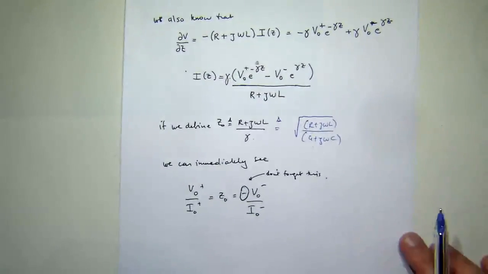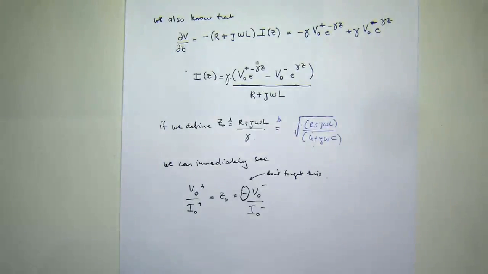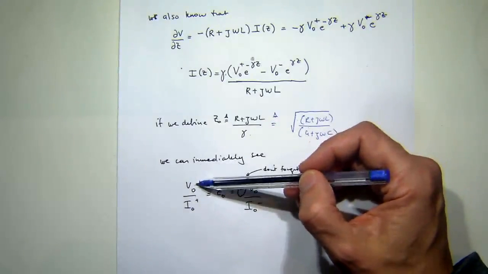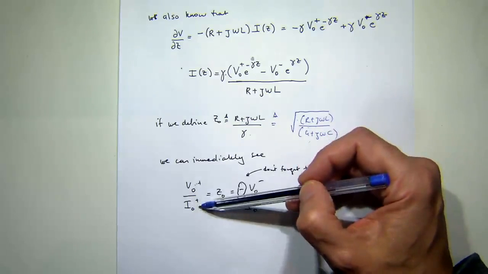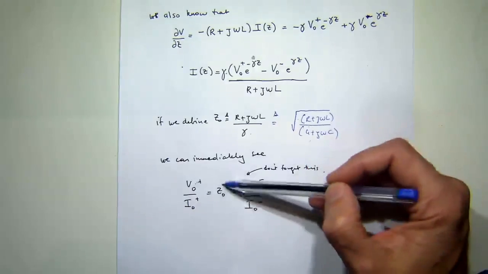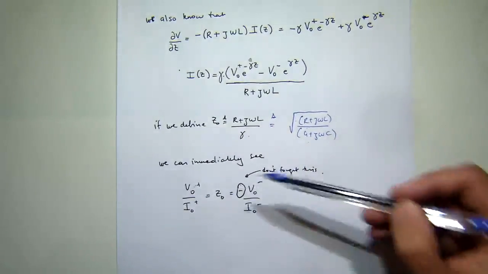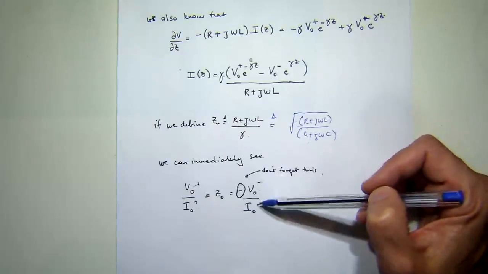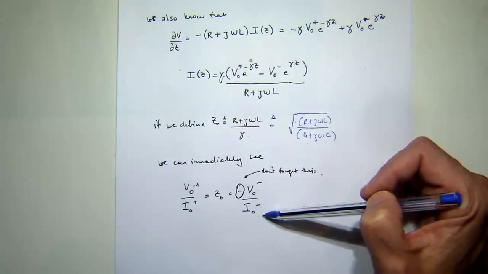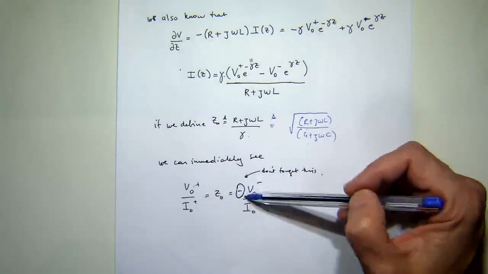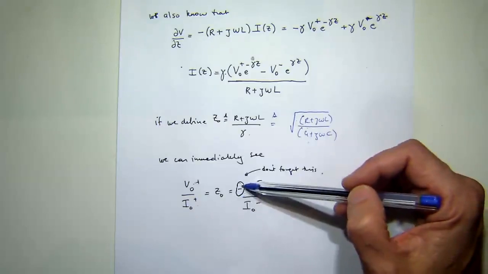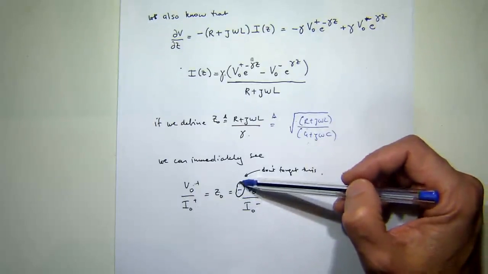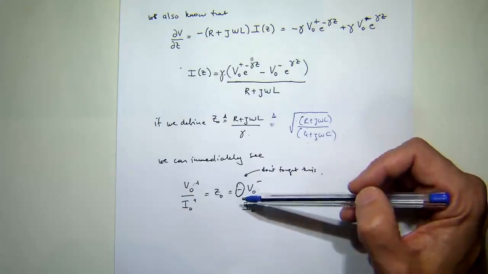Now, the other thing that we can see from these relationships is that the ratio of the positive going voltage wave to the positive going current wave is equal to Z naught, but importantly, the ratio of the negative going voltage wave to the negative going current wave is equal to minus Z naught. There's a negative sign there, right? So if you go through your calculations, don't forget this. This is very, very important, and usually a place where a lot of students make mistakes.